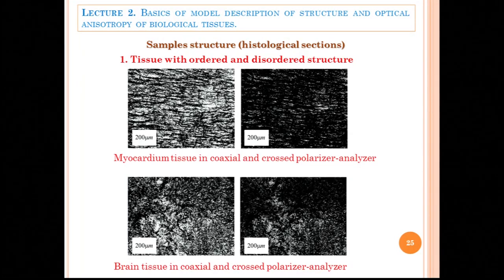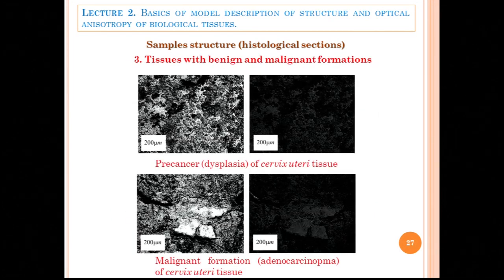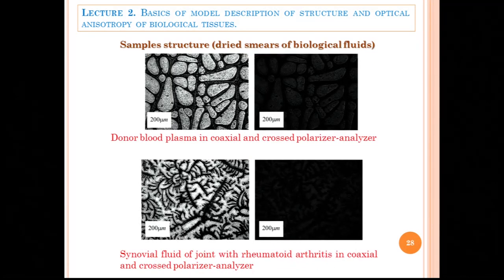The same for a brain tissue in coaxial and crossed polarizer and analyzer. This one is a photograph or CCD image of a benign tumor, adenoma of the prostate gland tissue, in coaxial and crossed polarizer and analyzer. This one is a tissue with benign and malignant formation, so precancer, malignant formation of cancer of the cervix uteri, adenocarcinoma. This one is my favorite.